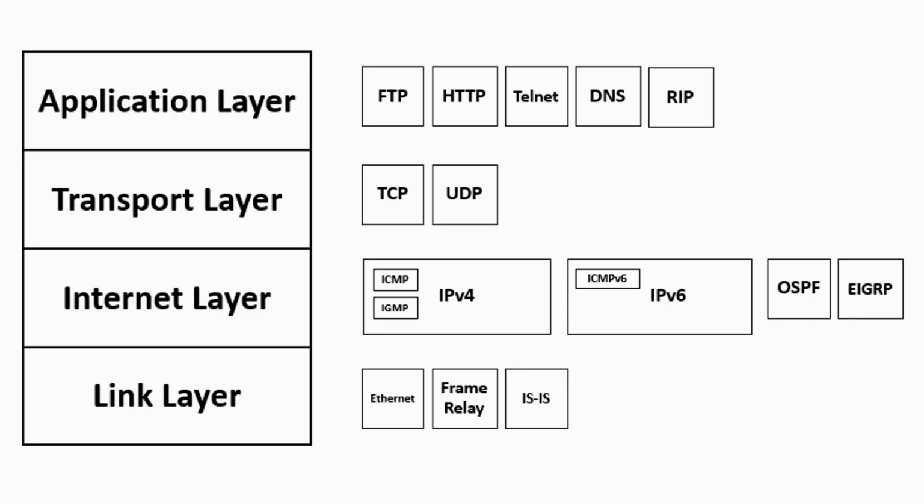First, the top 3 OSI layers are combined into one single application layer. Next is the transport layer, which does the exact same job as the OSI model. It controls the flow of data using protocols like TCP. Then we have the internet layer, which is just like the OSI network layer. It uses IP addresses to route your packets across the globe.